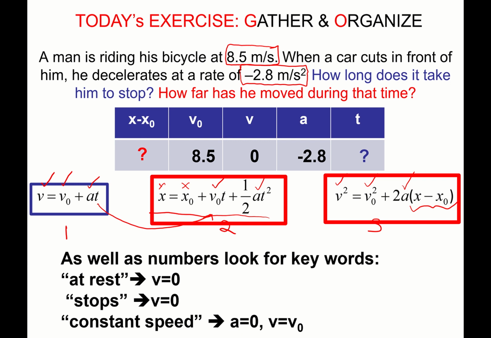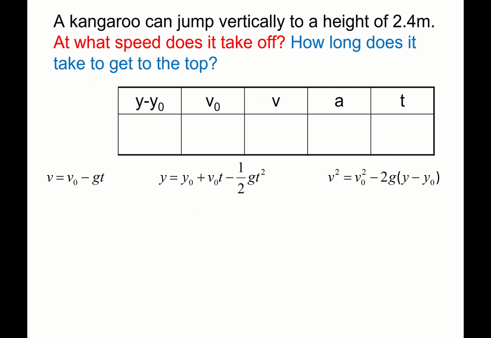Okay, let's do one more example before I send you off to do it on your own. So here's an example moving vertically. So we've got a kangaroo that can jump vertically from the ground to a height of 2.4 meters. At what speed does the kangaroo take off? And how long does it take for it to get to the top? All right, so here I've only got one number in this problem. That number is 2.4 meters. So meters, that's a distance. So I'm going to put that in the y minus y0 box. That's how far it moved up.